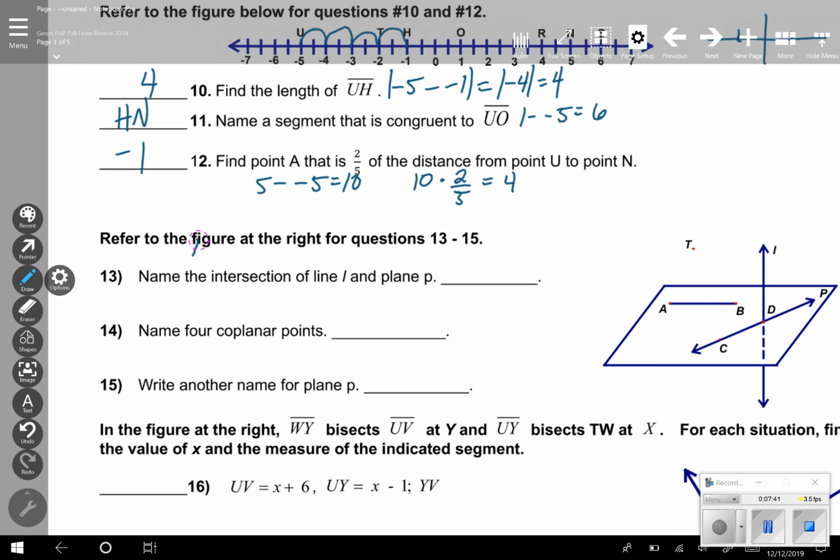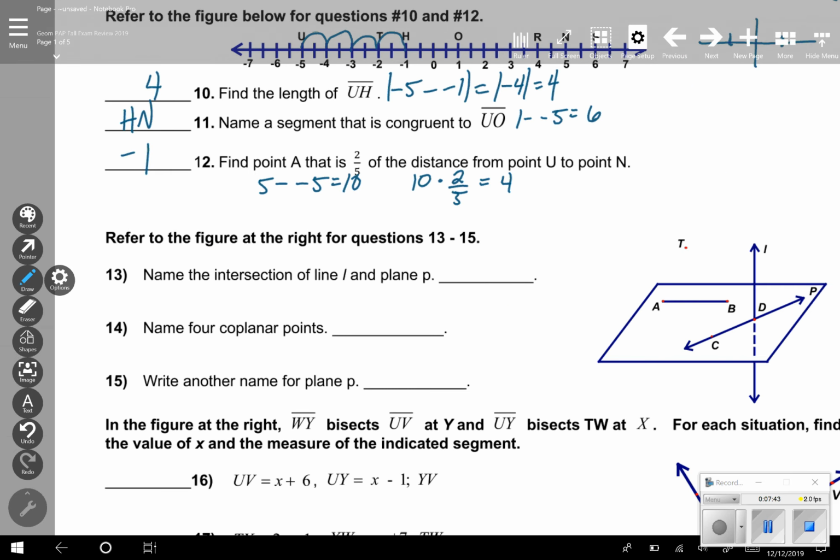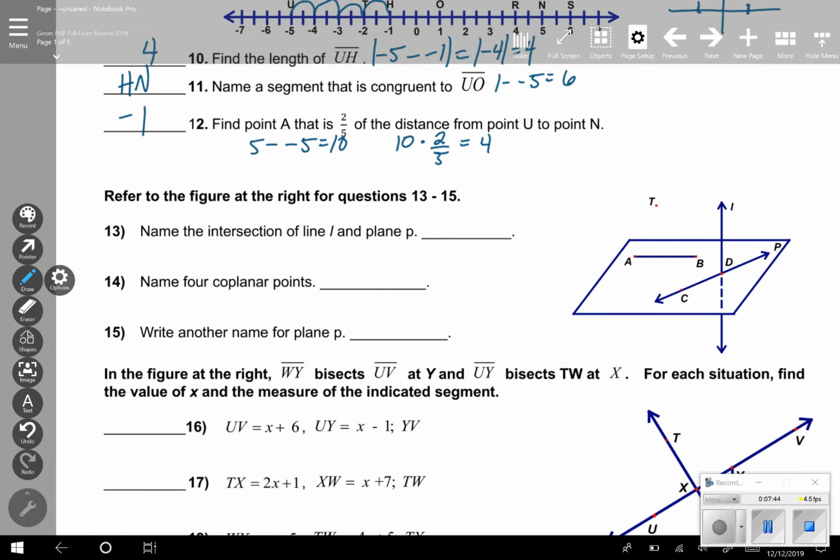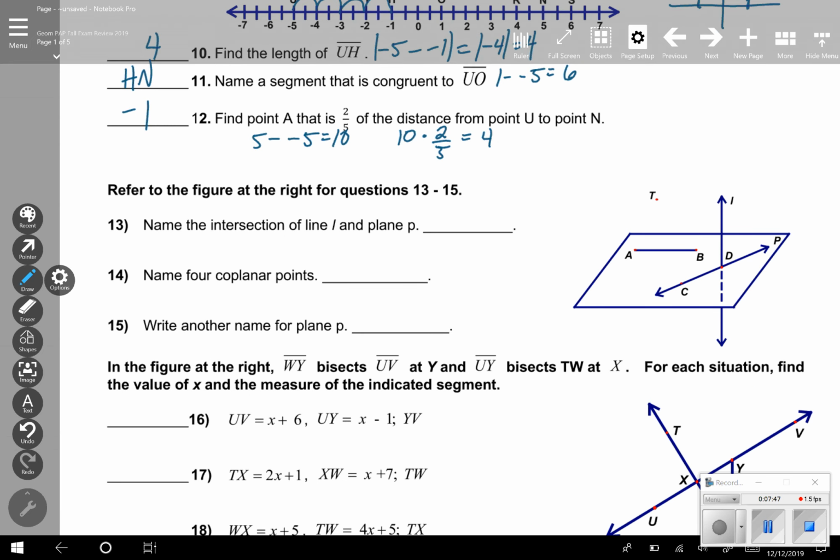Okay, next thing here. It says refer to the figure at the right for questions 13 through 15. Name the intersection of line L and plane P. Well, a plane and a line intersect at one point, and that is point D.